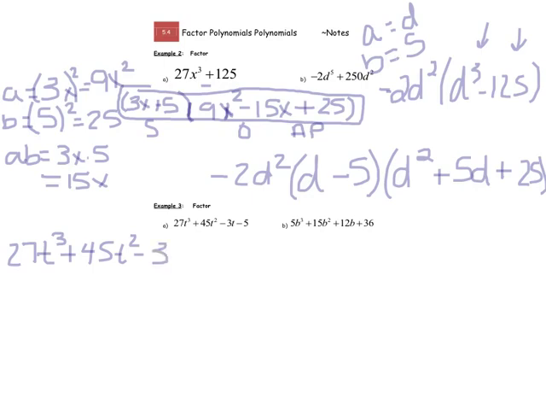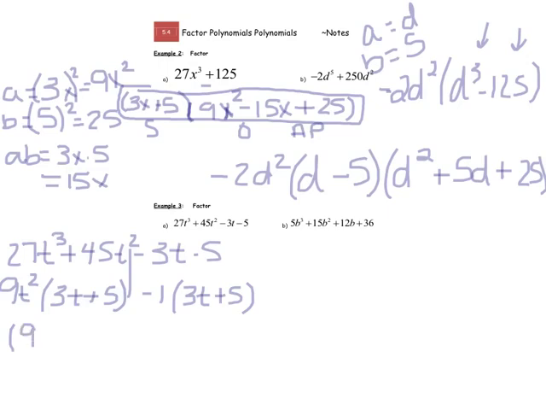Okay, so you're going to take the first two terms, group them together, second two terms, group them together, find a GCF. So here we can go ahead and take out a 9t squared, and we're left with 3t plus 5. And here we just want to take out a negative 1 to switch the sign, so we have 3t plus 5. So we have 9t squared minus 1 as one factor, and 3t plus 5.